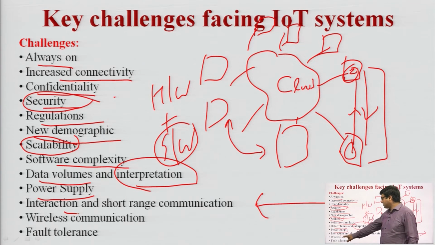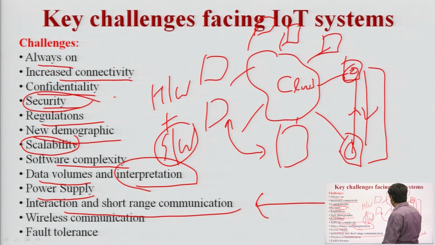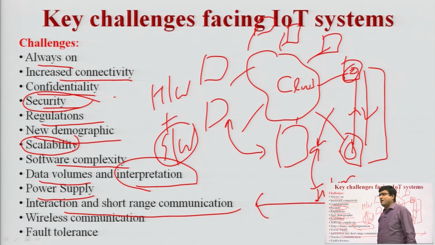After that, interaction and short range communication. Interaction means there should not be connection loss between the devices. Internet should be available 24 hours. In rural areas, there is an issue that the internet does not work, there are not sufficient towers installed in our rural areas. So this is the issue. So, interaction and short range communication.